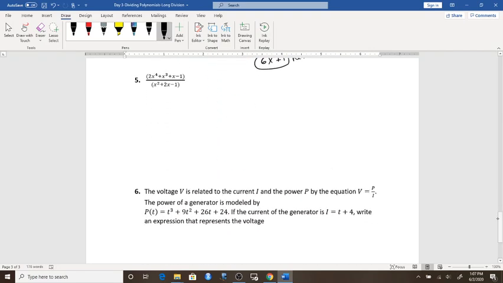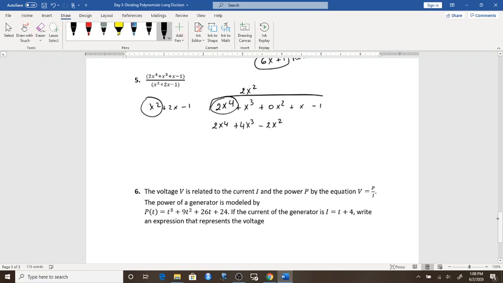Alright, so let's go to problem number 5. So, we have 2x to the power of 4 plus x cubed. The x squared is missing, so I'm going to write the 0x squared, and then we have plus x minus 1. We need to divide this by x squared plus 2x minus 1. So we compare the first two terms. 2x to the power of 4 divided by x squared is 2x squared. At this point we use distributive property. 2x squared times x squared is 2x to the power of 4. 2x squared times 2x is 4x cubed. And 2x squared times negative 1 is negative 2x squared.